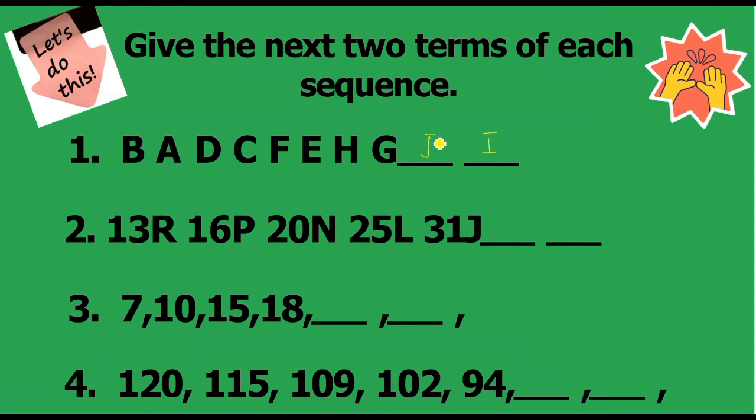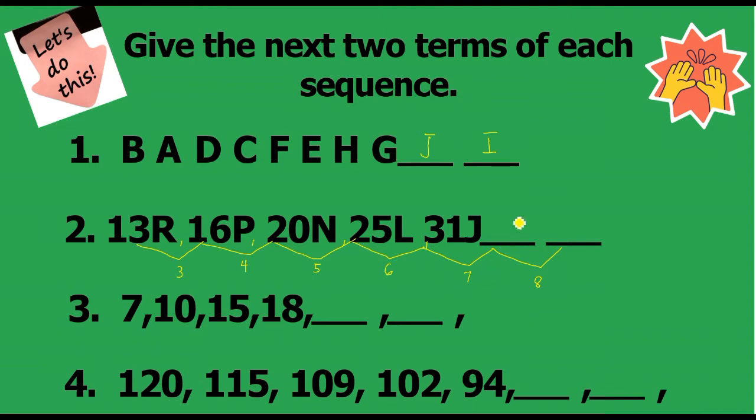Okay? Next one. So, number 2, we have 13R, 16P, 20N, 25L, and 31J. Kung titingnan po natin yung number, kukunin natin yung difference nilang dalawa. So, 16 minus 13 is 3. Then, 20 minus 16 is 4. 25 minus 20 is 5, and 31 minus 25 is 6. Kung mapapansin natin, may pattern po tayo na 3, 4, 5, at 6. So, ibig sabihin, dito po, ang susunod na term natin ay 7, and then the other one is 8.